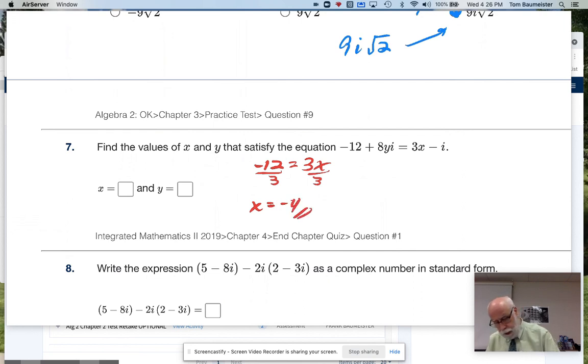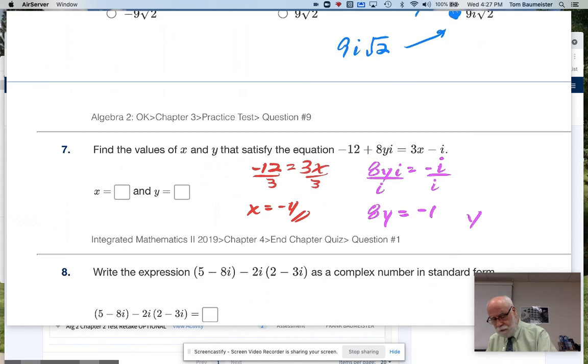I'm now going to do the 8yi is equal to negative i. Again, the real parts equal the real parts, the imaginary parts equal the imaginary parts. So 8yi is equal to negative i. And then I suggested, well, why don't we divide both sides by i? Then we would have 8y is equal to, and again, i divided by i is 1, so it'll be negative 1. And to get y by itself, I will divide by 8, so y is equal to negative 1/8.